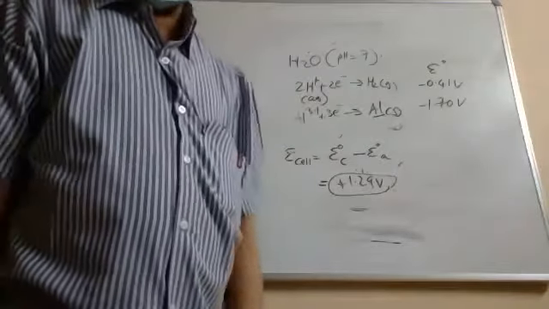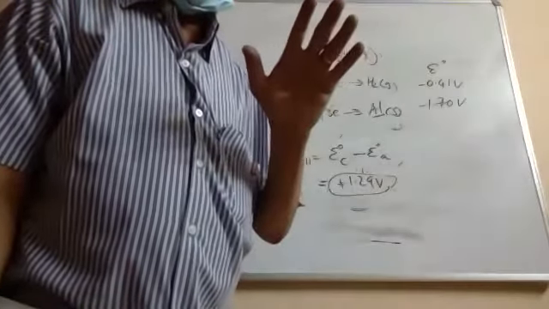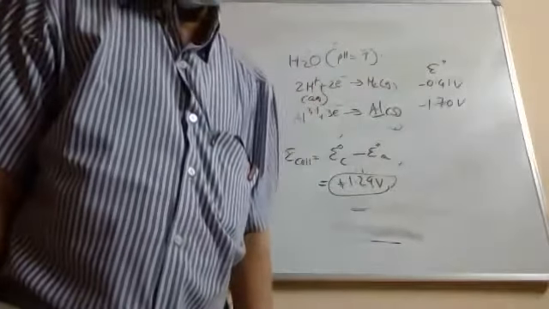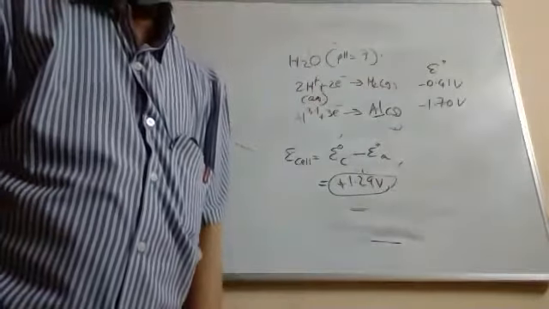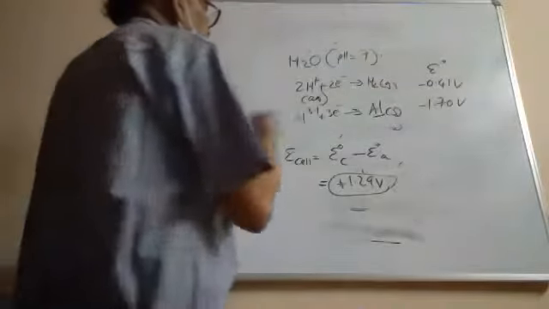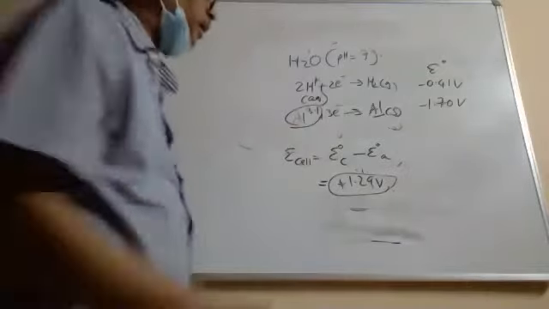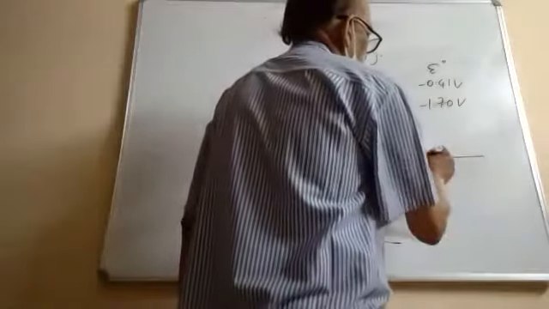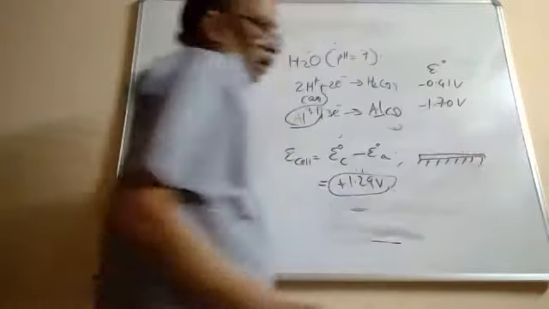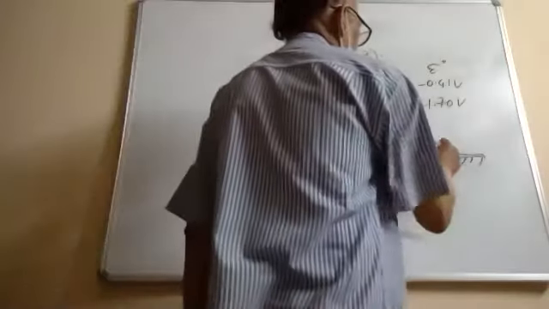In fact, to be honest with you, the reaction between aluminum and water is almost instantaneous. It is so quick that as soon as you oxidize aluminum to aluminum 3 plus, if you look at aluminum foil, on the surface, you have a film of what we call aluminum oxide, Al2O3.